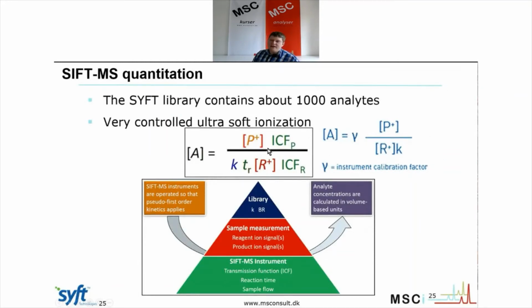Then we'll just write it out a bit, because this instrument calibration factor is actually split in a few things. It's the instrument calibration factor for the product and for the reagent, and the reaction time. And if you see here, we have a library that has about 1,000 analytes of the most normal, which has the rate constant and the branching ratio.